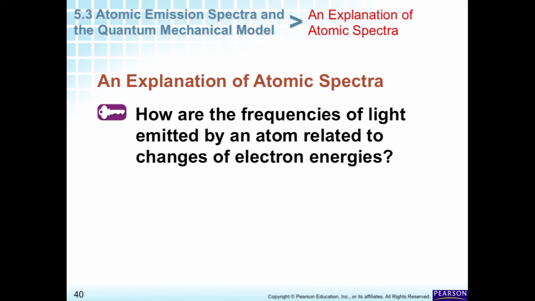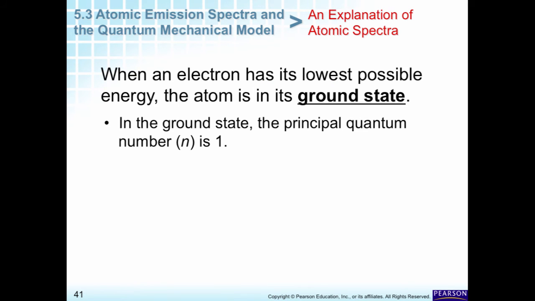Okay, how are the frequencies of light emitted by an atom related to changes of electron energies? The most stable form of an atom is to have its electrons in the ground state. It's kind of like the Empire State Building. The ground floor is the bottom floor, and that's the most stable place to be. So that's our quantum number, n equals 1. That's your first floor, the ground state.